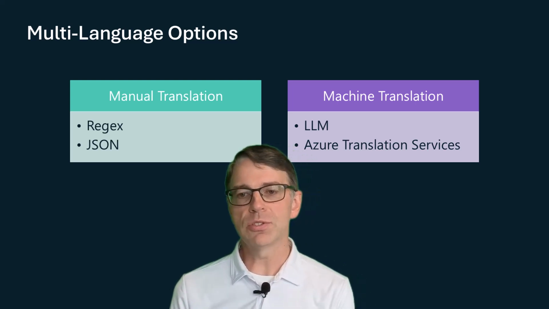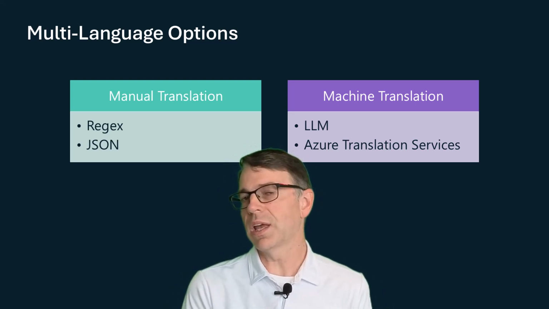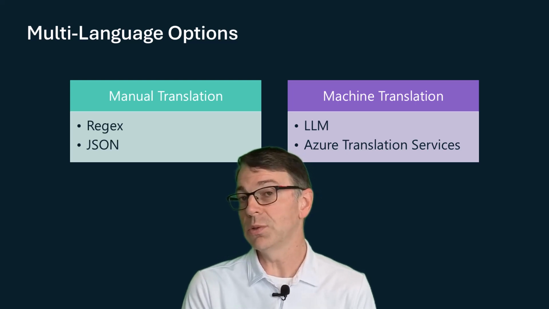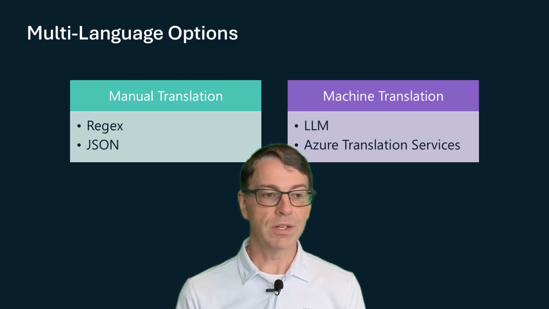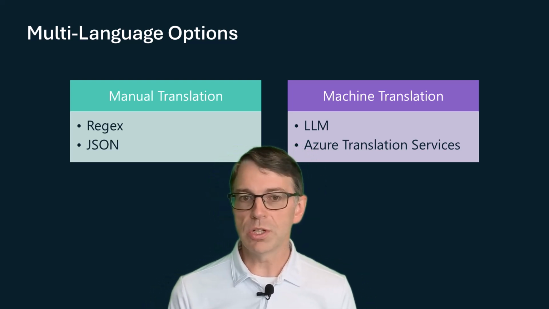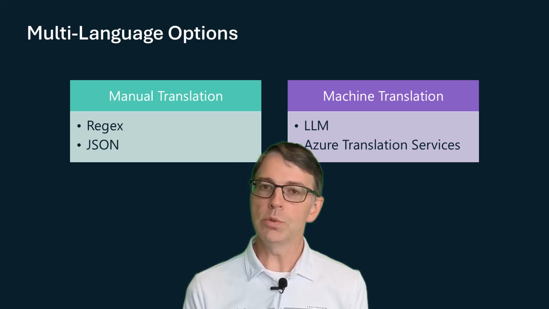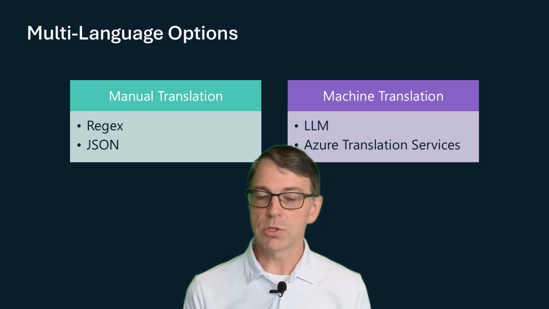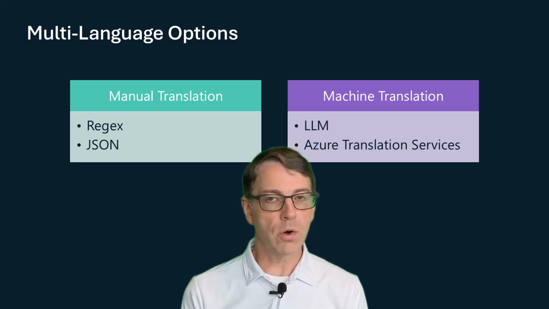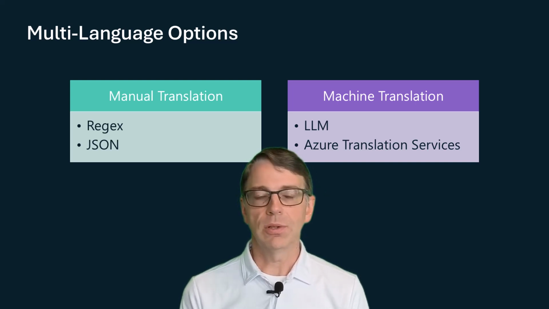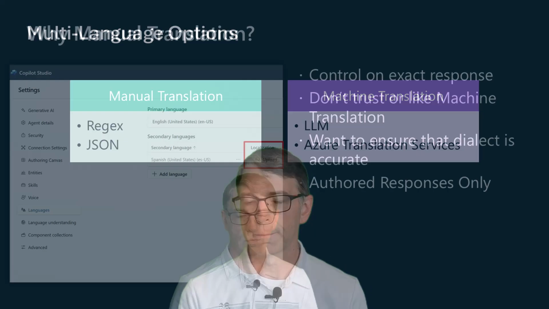The other option is machine translation. In the machine translation scenarios, I can use a large language model to do the translation, or I can use Azure Translation Services. There are a lot of reasons why people choose to go different ways, but it's first important to understand that there are these two different options available to me between manual translation or machine translation. And it's not one or the other. They can actually be mixed. So let's dive into the different approaches and why you might take those different approaches.